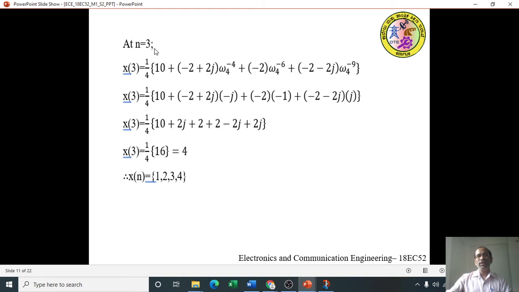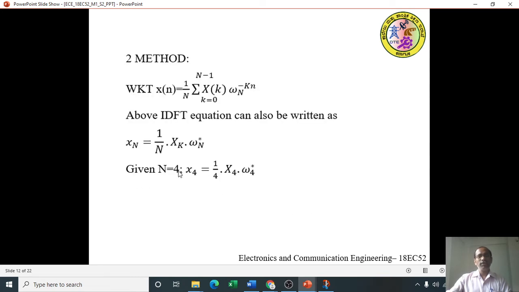Now when you put n is equal to 3, your answers will be 3, 6 and 9. So omega 4 power minus 3 is minus j, minus 6 will become minus 2, so omega 4 power minus 2 is minus 1. Similarly, omega 4 power minus 9 will be equal to j. So you add all this and get an answer, x of n is equal to 1, 2, 3, 4. This method is called direct computation of DFT using your formulas.